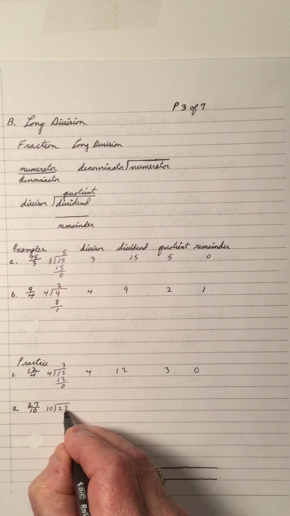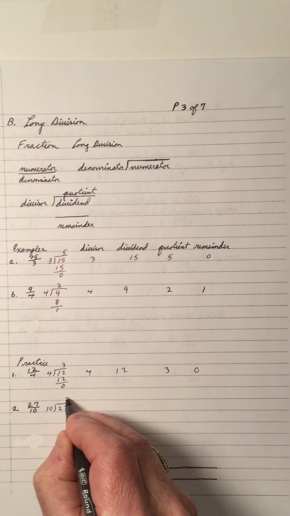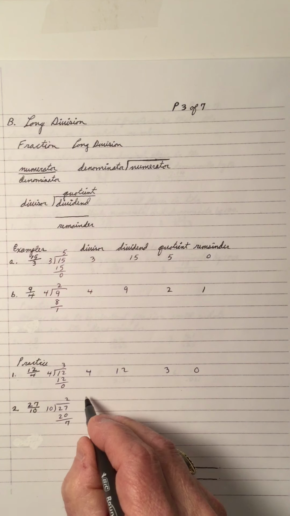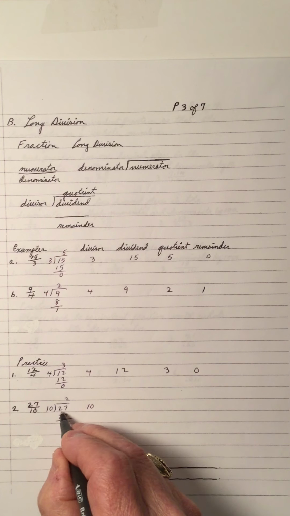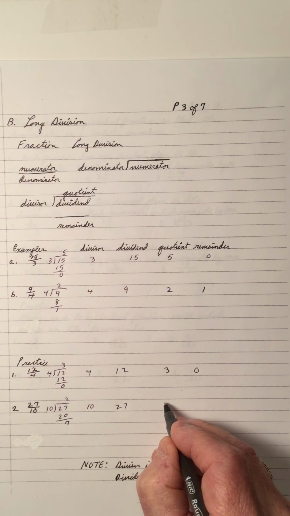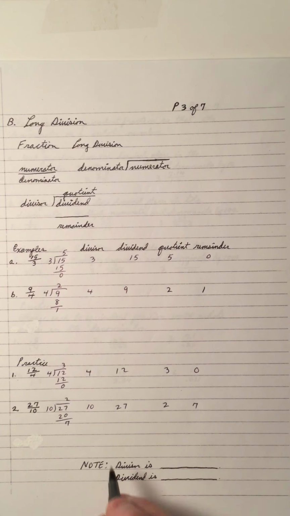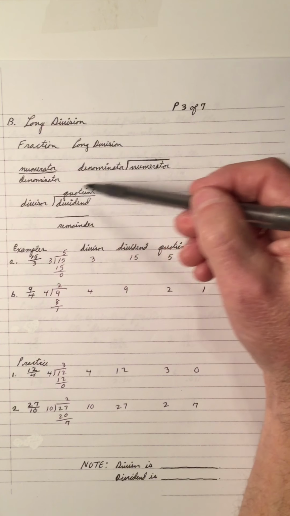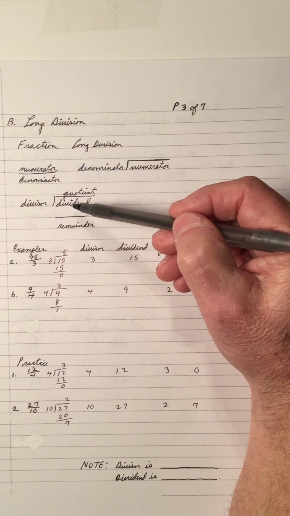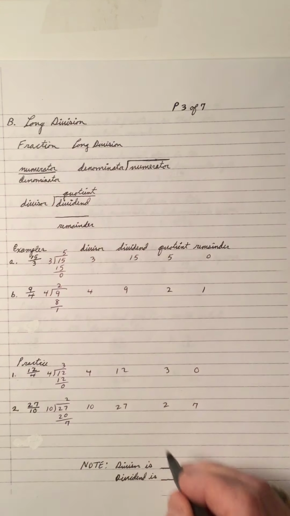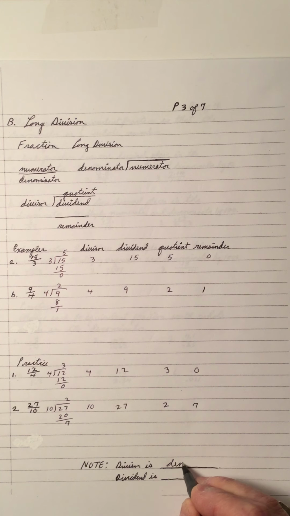27 divided by 10, 10 divided into 27, write it down the long way. 10 into 27 goes 2. 2 10s are 20. Subtract, you get a 7. So your divisor is 10, your dividend is 27, your quotient is 2, and the remainder is 7. Just a little bit of practice in writing into long division form. Divisor, dividend, quotient, remainder. Your divisor is your denominator, and your dividend is your numerator.